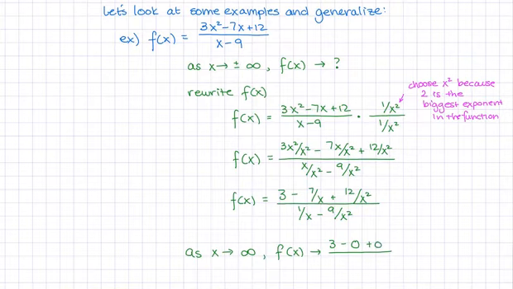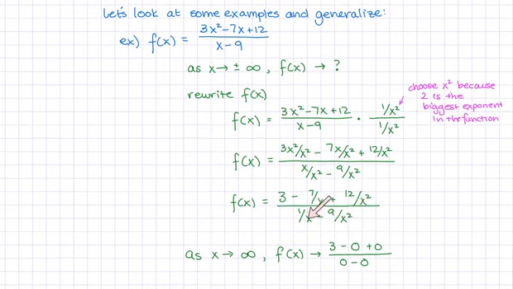And even on the bottom, we're going to have 0 minus 0, because there's an x in the bottom of these as well. So as x is approaching positive infinity, f of x is approaching 3 over 0. What's 3 over 0?